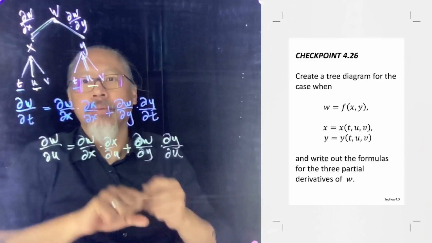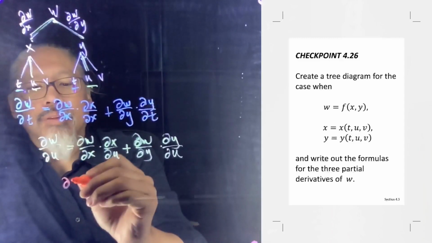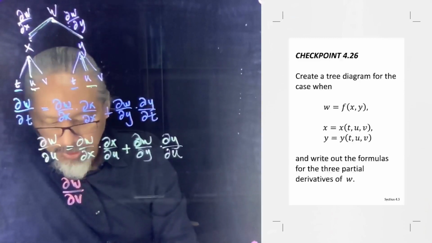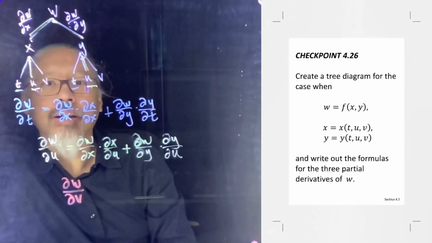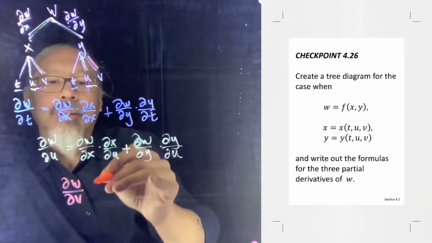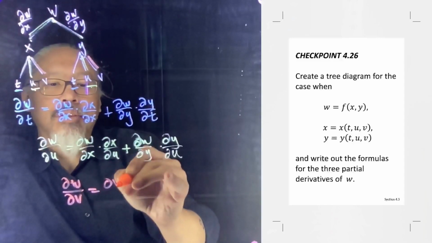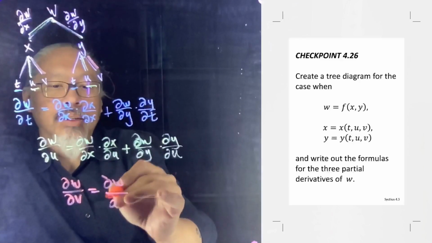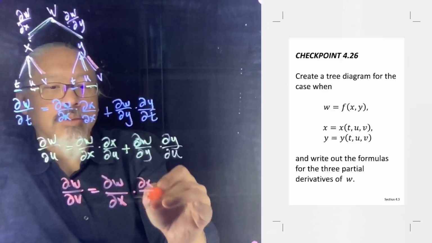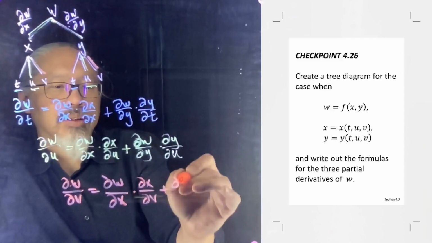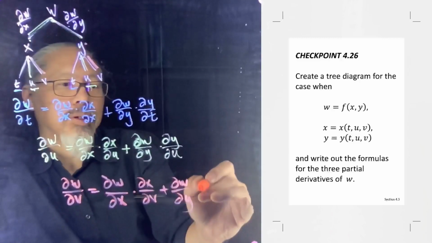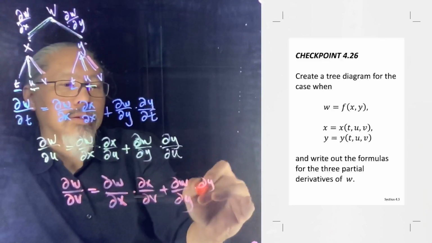Okay, finally we'll find the partial of w with respect to v. And for this one, we'll take the paths going down to v, and that'll give us the partial of w with respect to x times the partial of x with respect to v, plus the partial of w with respect to y times the partial of y with respect to v.